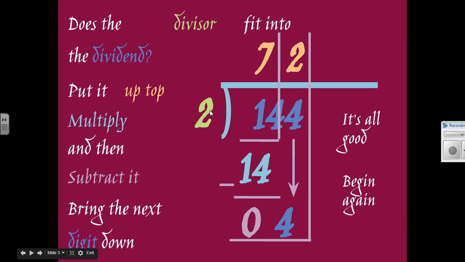So then I'm going to ask myself, 2 goes into 4 2 times. I'm going to put it up top. I'm going to multiply. 2 times 2 is equal to 4. Subtract, it equals 0. So I have no remainder.